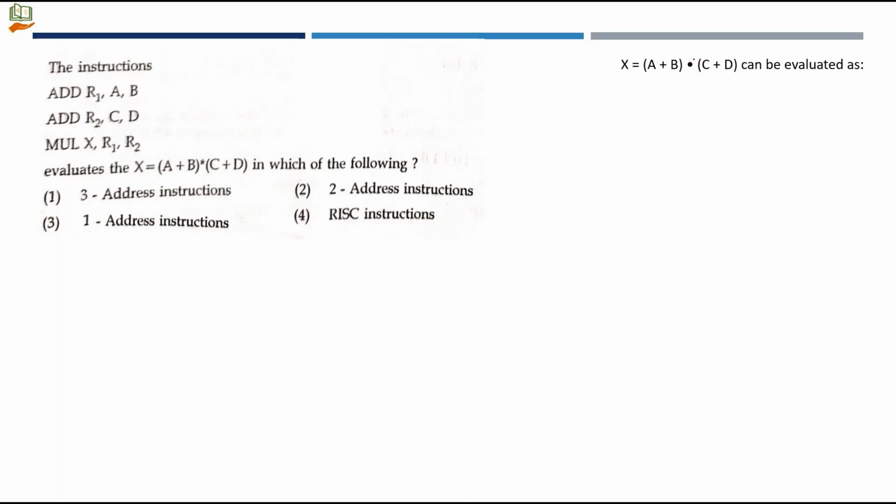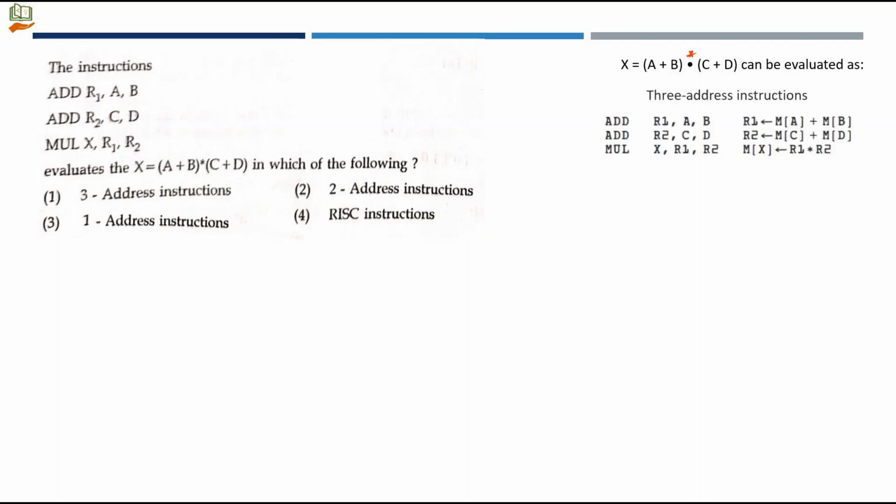This dot is actually star. X = (A + B) * (C + D) can be evaluated as 3 address instructions in this format. The same set of 3 instructions are given here. Get the value of the operand A from the memory, operand B from the memory, sum them up and store in register R1. Similarly, get the content of C from the memory, content of D from the memory, sum them up and store it in R2 register. Multiply the values in R1 and R2 and store it in the memory under the name X. So this is the explanation of those instructions.